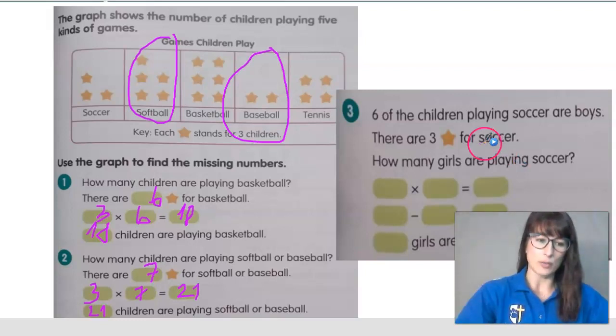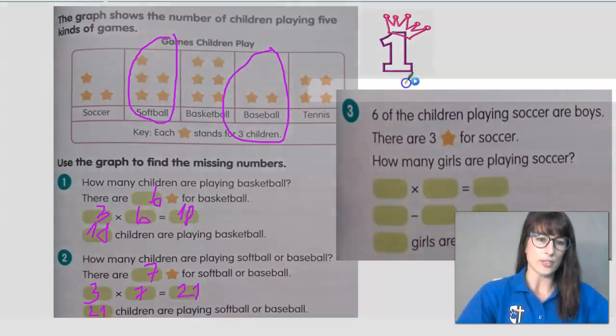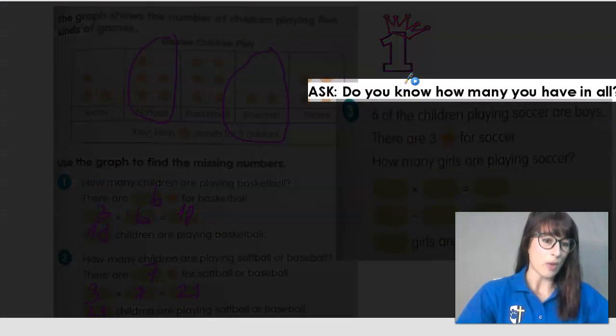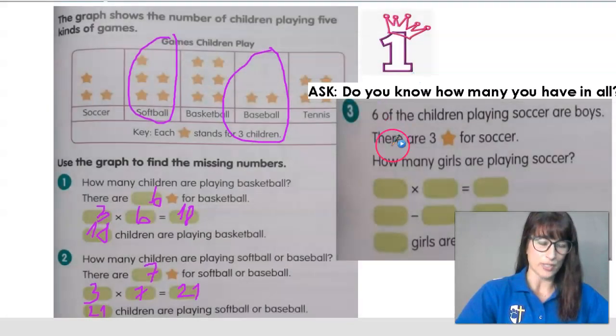But guess what? The first thing you have to do, before you do this, is ask yourself, do you know how many you have in all? We don't know how many we have in all. So let's answer that first. We're going to answer that by doing 3 multiplied by 3 because we have 3 stars and the key is 3. So our answer is 9. Now, this tells us how many we have in all. That's why I emphasize first to ask the question, do I know how many I have in all? If you say no, then first you need to solve that.